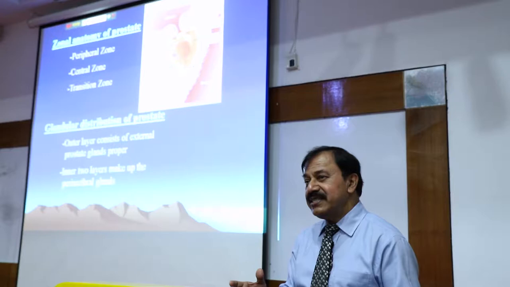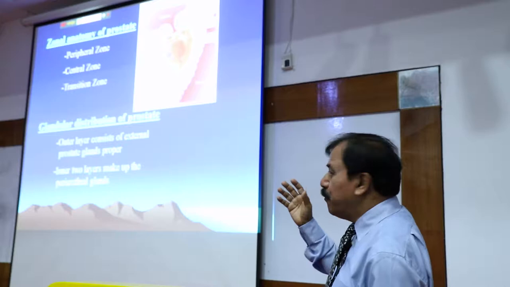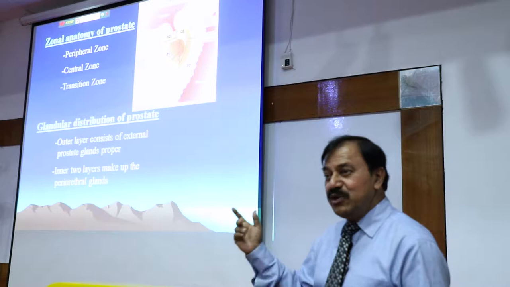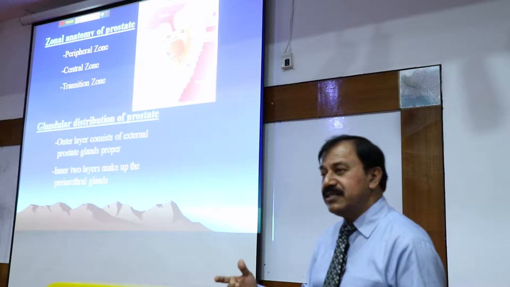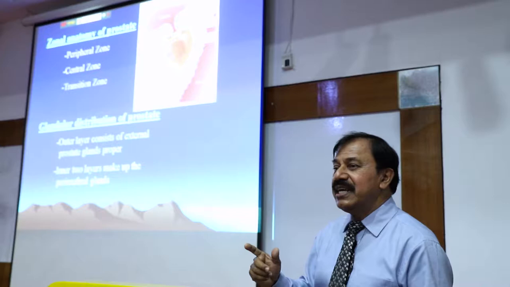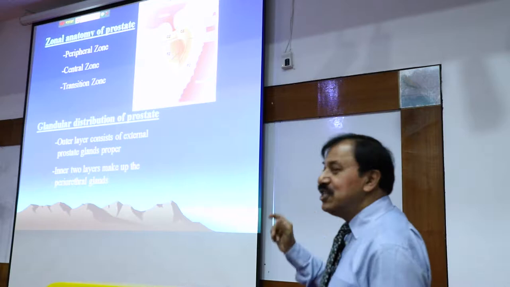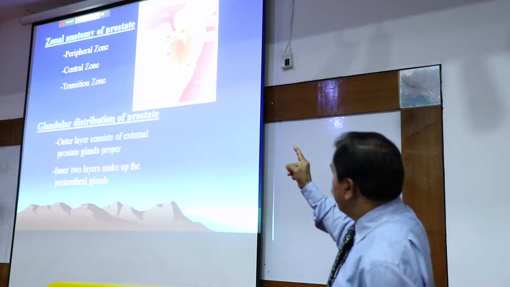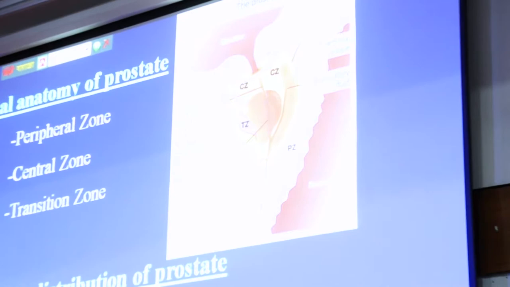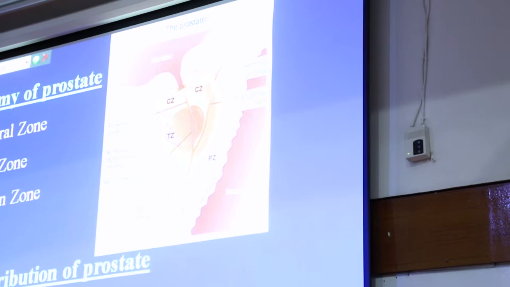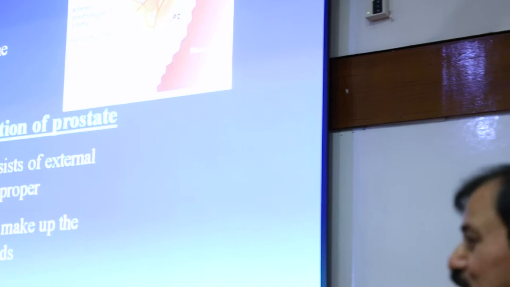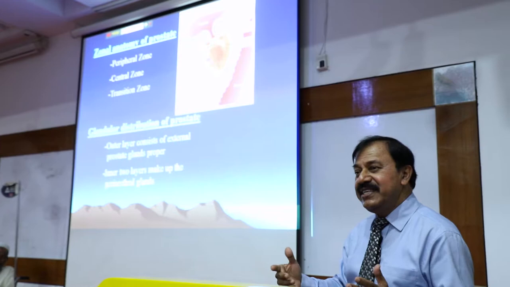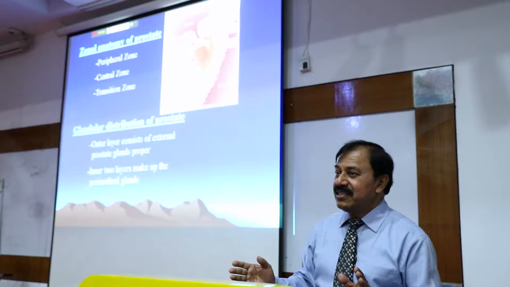That is the zonal distribution: peripheral zone, which is also called the cancerous zone. As we have already mentioned, cancer prostate is one of the diseases the prostate suffers from. So cancer usually occurs more in the peripheral zone, then the central zone and the transitional zone. If you see the picture, that is the peripheral zone, PZ. The transitional zone is the zone which surrounds the urethra, and then the central zone. So the transitional zone is the zone of BPH. The peripheral zone is the zone of malignancy, and the transitional zone is in between. That is the way of distribution to understand the distribution of diseases.